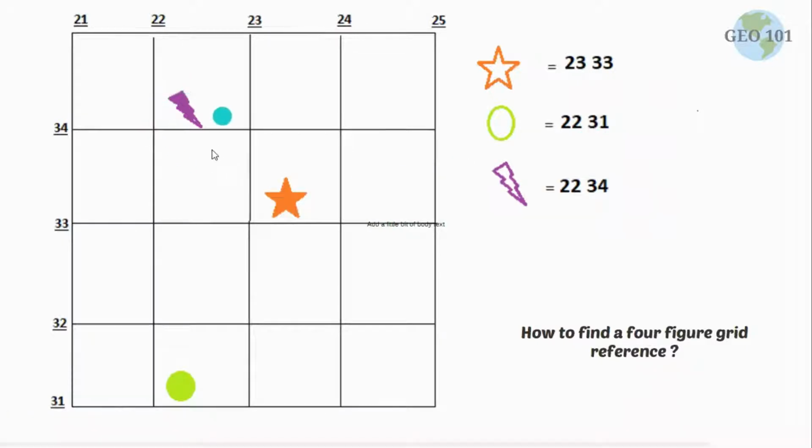Lastly, the lightning bolt. Again, you locate the square, and you give the eastings number first, the one that is to the left of the place you're trying to locate. The one that's to the left is 22. So it'll be 22, and then you give the northings, 34. You always give the eastings and then the northings number after. Right?